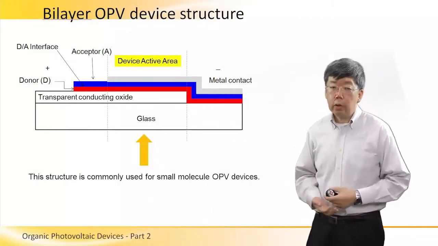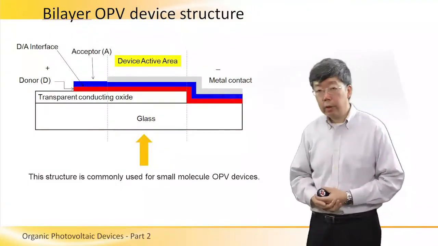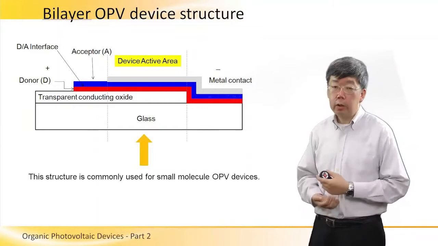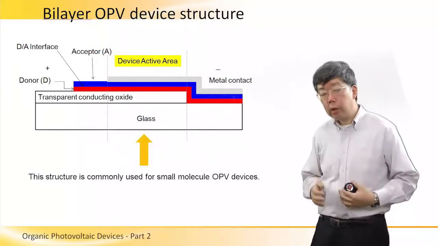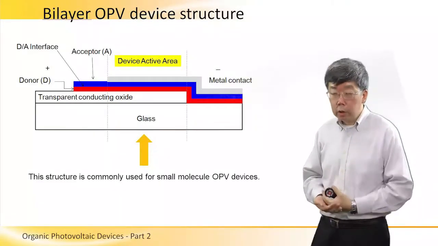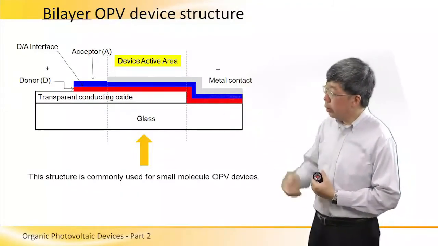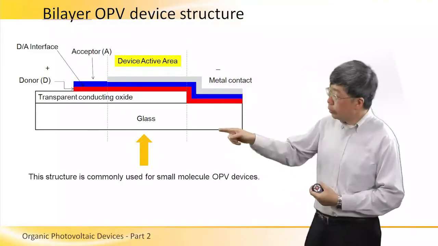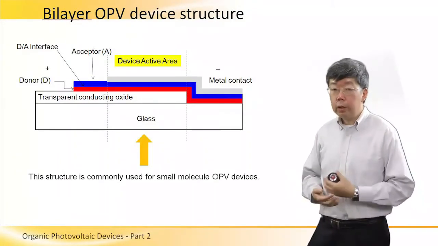So in this part of this tutorial, we will describe the typical OPV device structure. There are two widely used OPV device structures, and that is because of what we just said. There are small molecule materials and there are these higher molecular weight polymeric materials. So what we are seeing in this slide is a bilayer OPV device structure. This structure is commonly used for small molecule OPV devices.